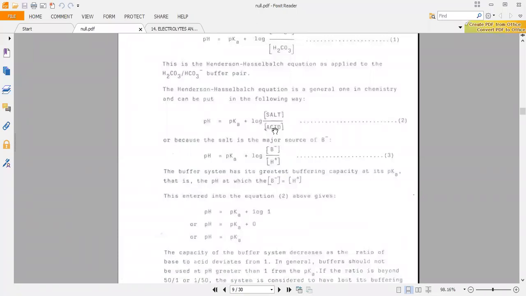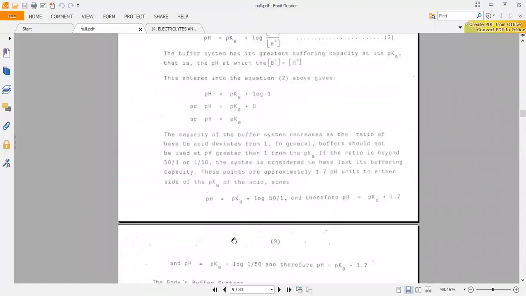Okay, the fact is every buffer wants to maintain a certain pH. That's what buffers do. They maintain a certain pH. So for a good buffer, the pKa of that buffer must be equivalent to the pH that buffer wants to maintain. So pH should be equal to pKa for a good buffer.